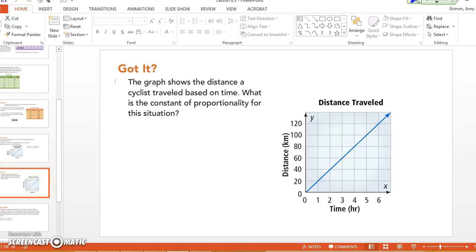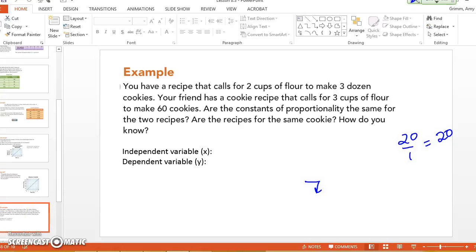All right. Okay, what about this one? Distance traveled. The graph shows the distance a cyclist traveled based on time. What is the constant of proportionality? Sam? It is 20 because it's right here. This would be 20 over 1. 20 over 1 would be 20. You're just dividing. Yeah, but you have to know which goes where.